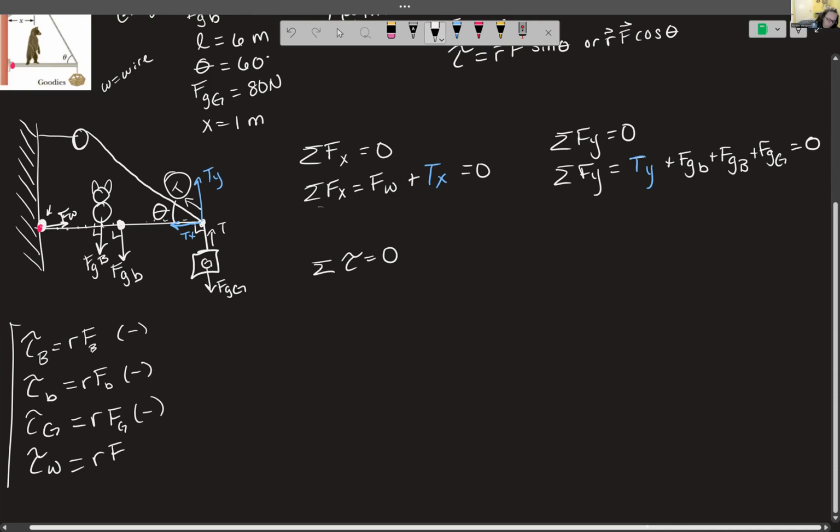We are solving for the bear, the beam, and the goodies. And this force due to the wire, that's actually going to be the tension force. And this is going to have some sort of angle. So I need this component of it, right? Because I need the component that is perpendicular.